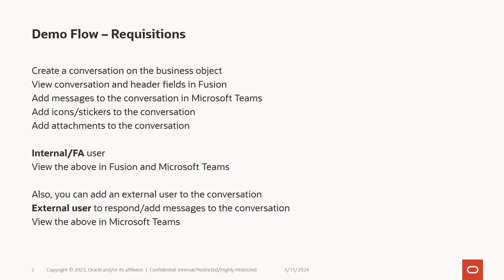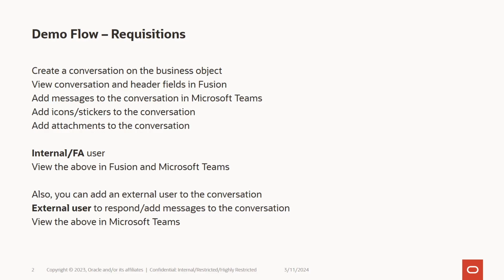He logs in to MS Teams and attaches icons, stickers, and attachments. These are all default functionality of MS Teams. Suppose you want to add an external user, then there is an option in MS Teams to add as a member. So he can add an external user there. Then the external user, say for example Calvin Roth or someone else, can have the conversation with Eleanor White.